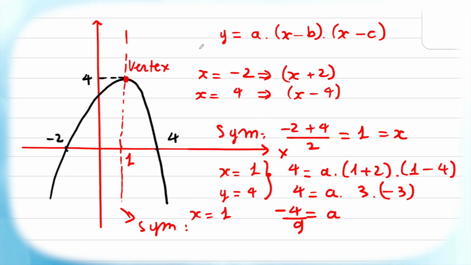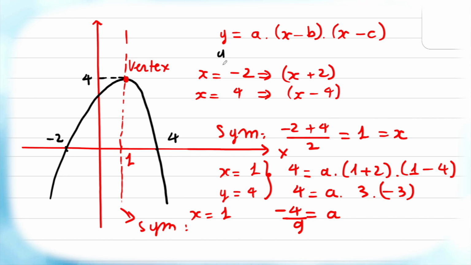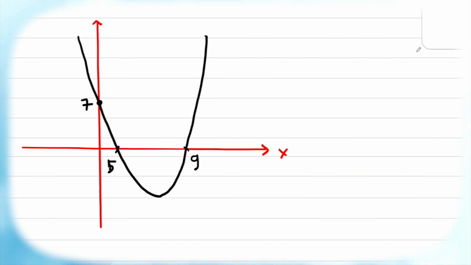Minus 4 over 9. Okay, so my final answer for this question will be y equal to minus 4 over 9, the first bracket is x plus 2 and the second bracket is x minus 4. Okay, go on for this kind of question.